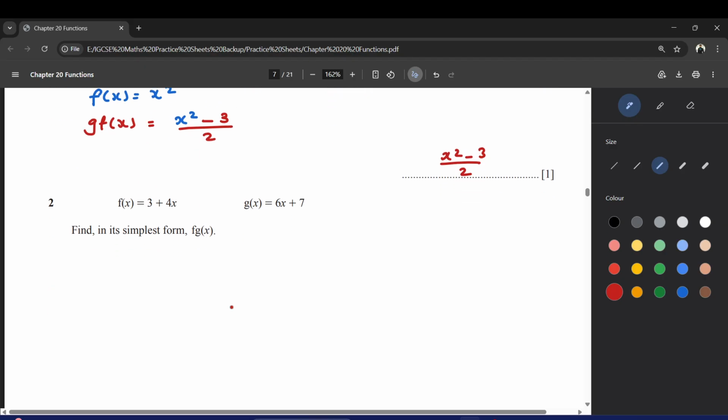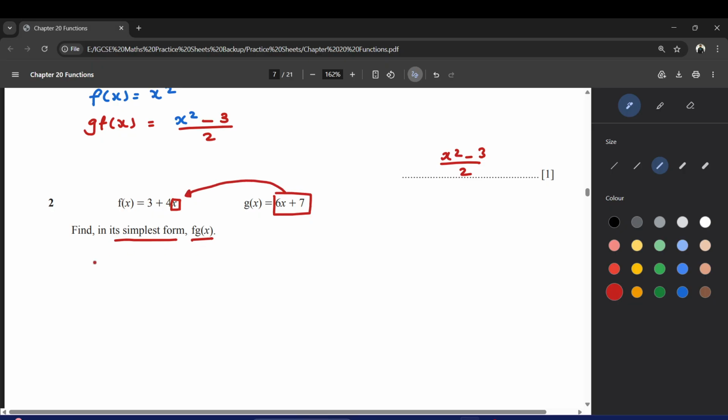All right, question number 2. F of x is equal to 3 plus 4x and g of x equals 6x plus 7. Find in its simplest form f g of x. In this case we have to input the function g into the function f. So over here I'm going to put in this entire function.